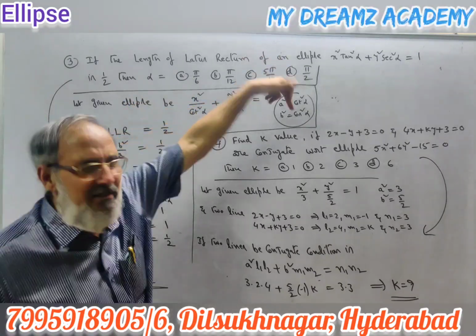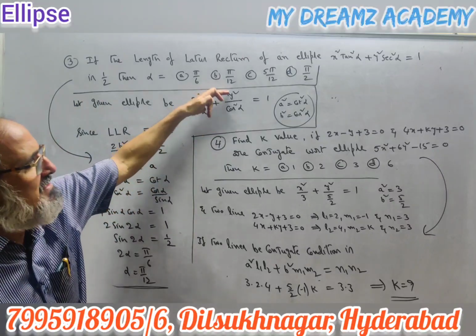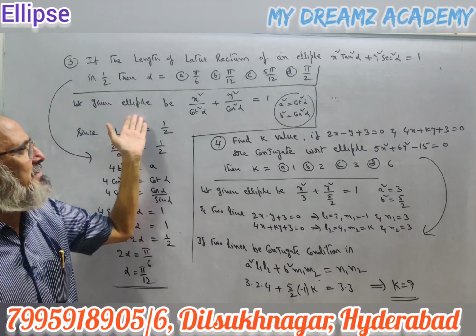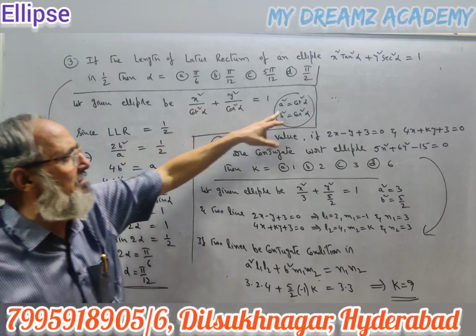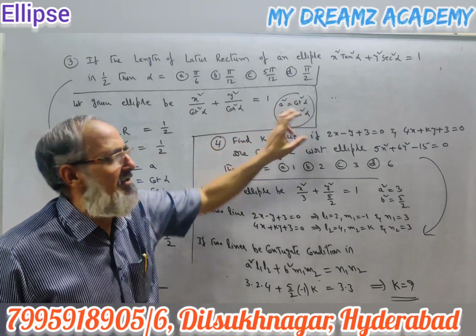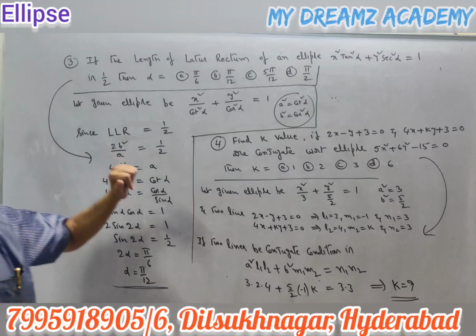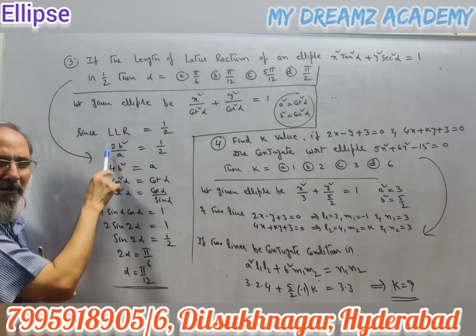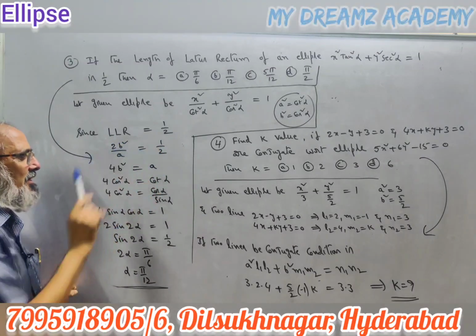X square by, tan square coming in the denominator, that is cot square alpha. Y square by secant square coming in the denominator, cos square alpha. So the given ellipse is indirectly x square by cot square alpha plus y square by cos square alpha equal to 1. A square is cot square alpha, b square is cos square alpha. Since the length of the lateral rectum of the ellipse is 1 by 2, that means 2b square by a is the formula, equal to 1 by 2. Cross multiplication, 4b square equal to a.